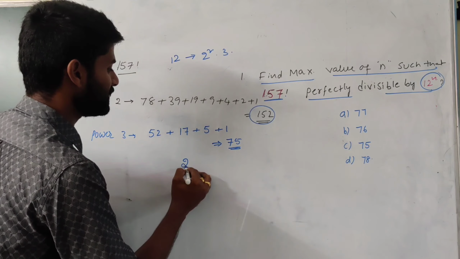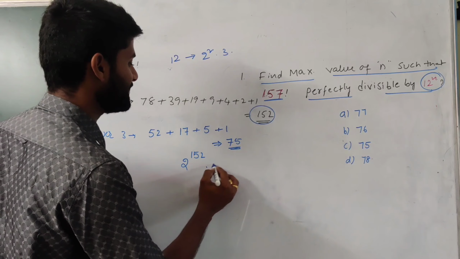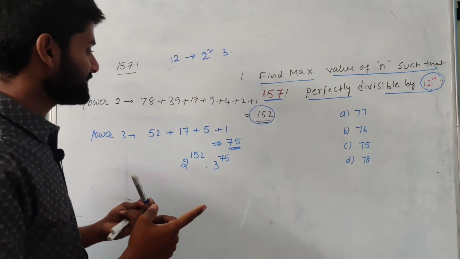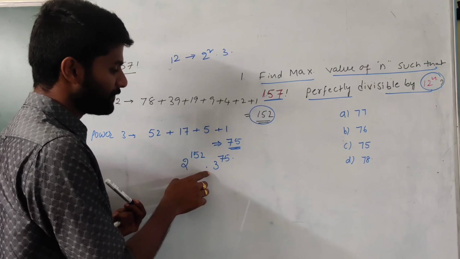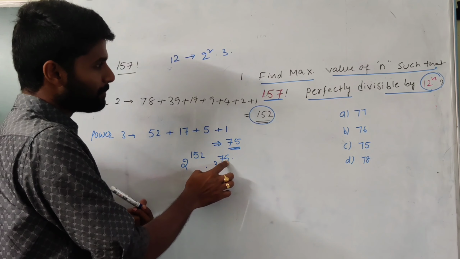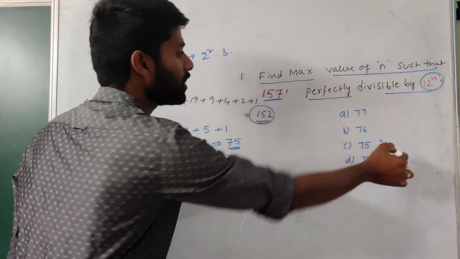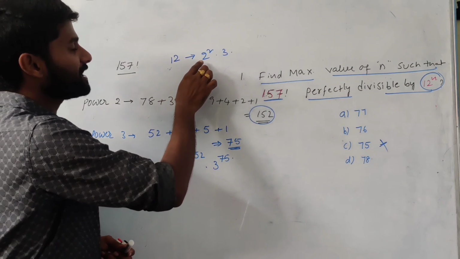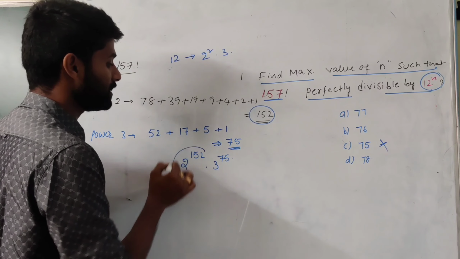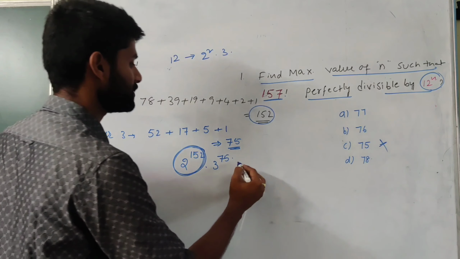See, they gave for 2 the maximum power for 157 factorial is 2 power 152, and the maximum power of 3 is equal to 3 power 75. So some students think that they can directly compare 2 power 152 and 3 power 75. Sir told that out of these two, the minimum power value is exactly equal to the maximum power value. They choose 75. So that is the wrong answer. Why? Because we require 2 square and 3 together, not 2 into 3 together. So convert 2 power 152 in terms of 2 squares. That is important.